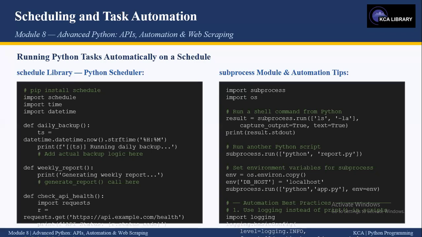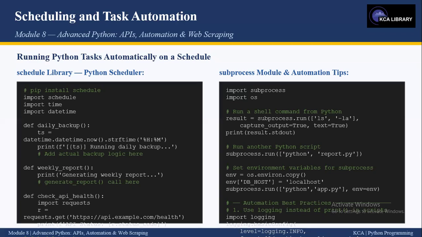The script then enters an infinite loop calling schedule.run_pending every 60 seconds to trigger any due task. In the second example, that is the subprocess module and automation best practices. The subprocess module allows a Python script to run shell commands and other Python scripts programmatically. This is useful for chaining automated tasks together.